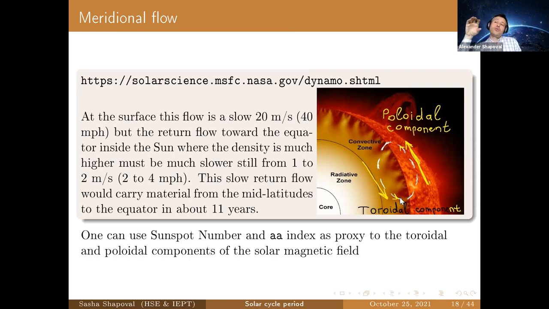In what follows, we will need proxies to both components of the solar magnetic field. And we have them. One of the proxies is sunspot numbers, Wolf numbers, international sunspot numbers. So the series I have already shown. The second proxy is called magnetic AA index, and it corresponds to the poloidal component.